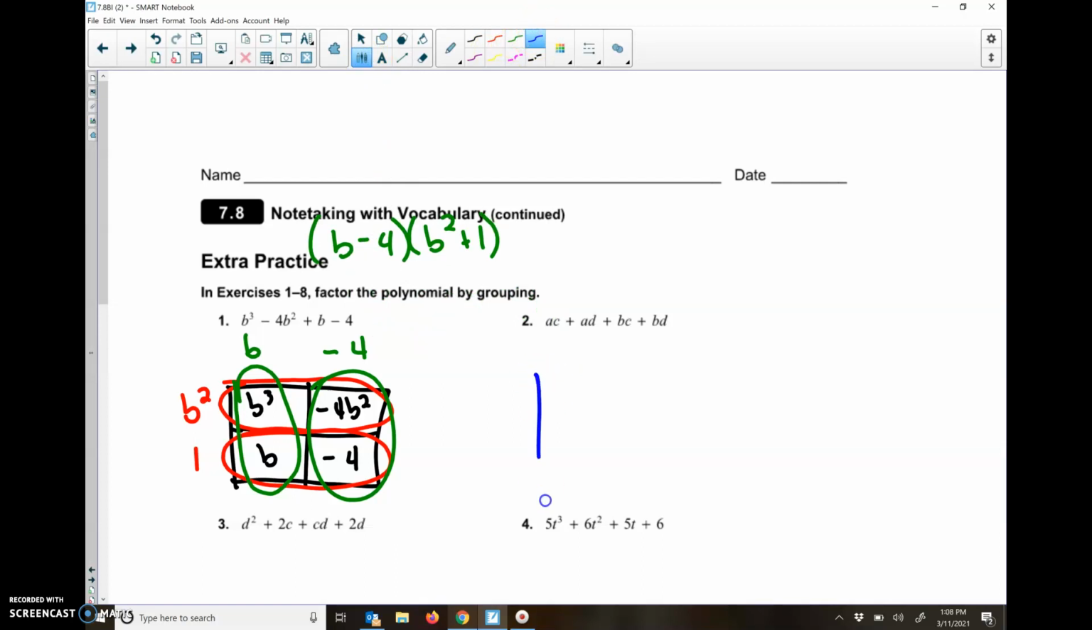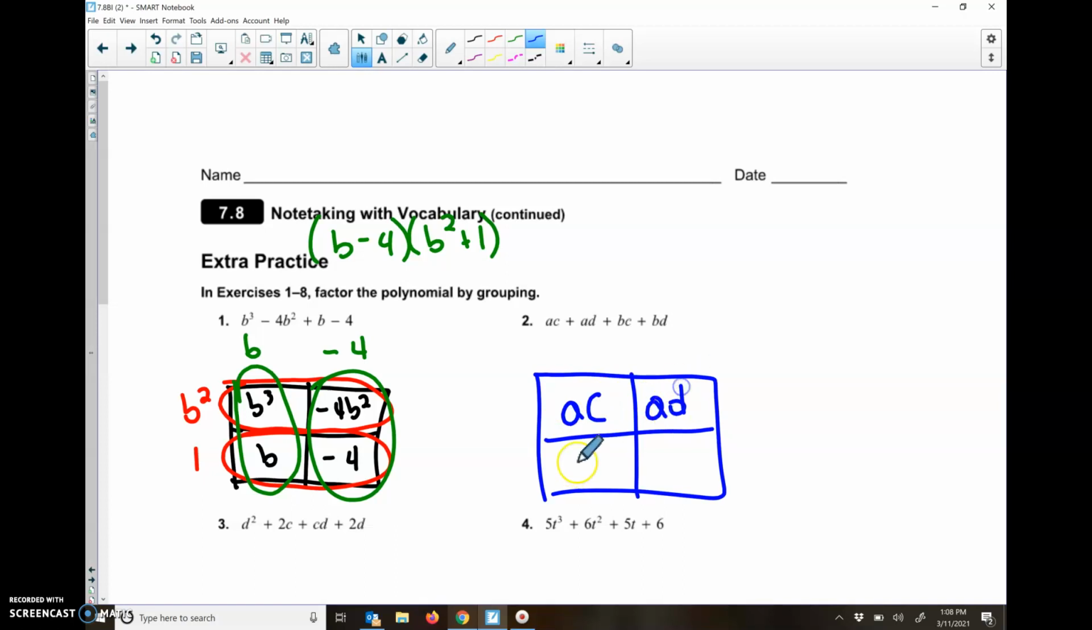If you're doing problems like number 2, number 2 looks kind of weird because it's just a bunch of variables. So same thing, I'm going to make my Punnett square and put them in there. So AC, AD, BC, and BD. Okay, so my greatest common factor between AC and AD is an A. My greatest common factor between BC and BD is a B. So one set of parentheses, A plus B.